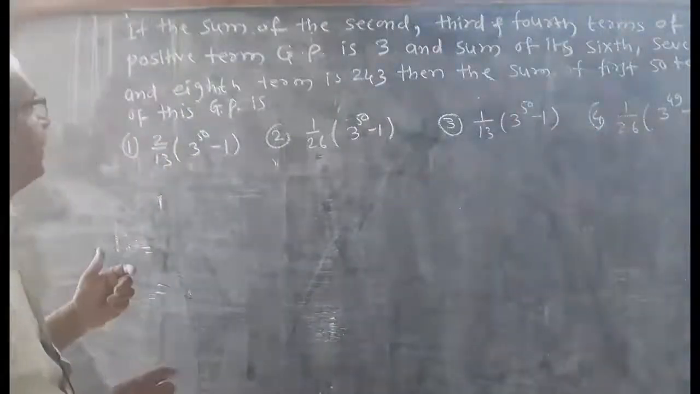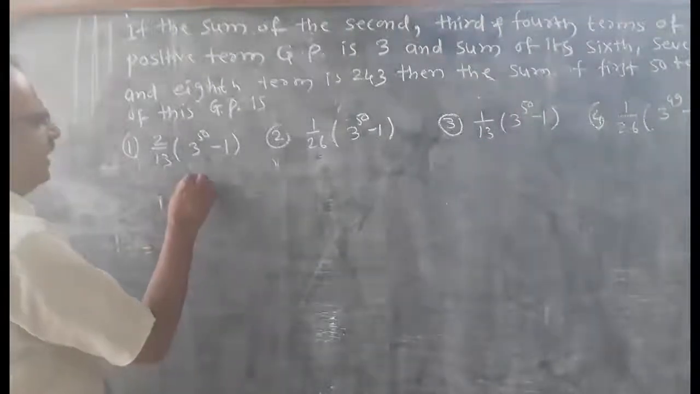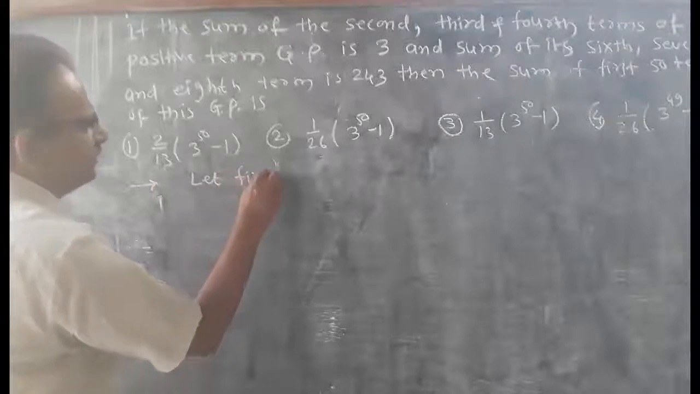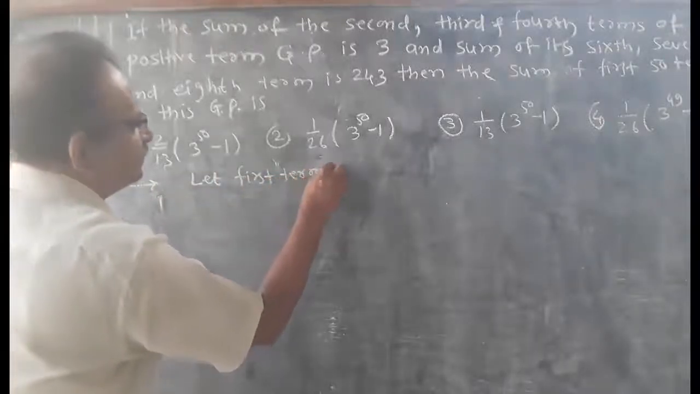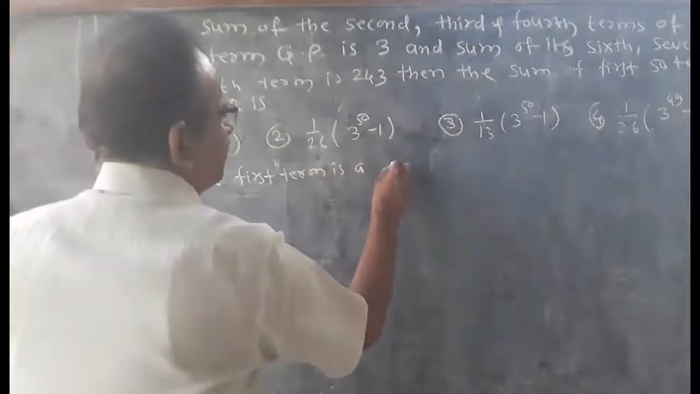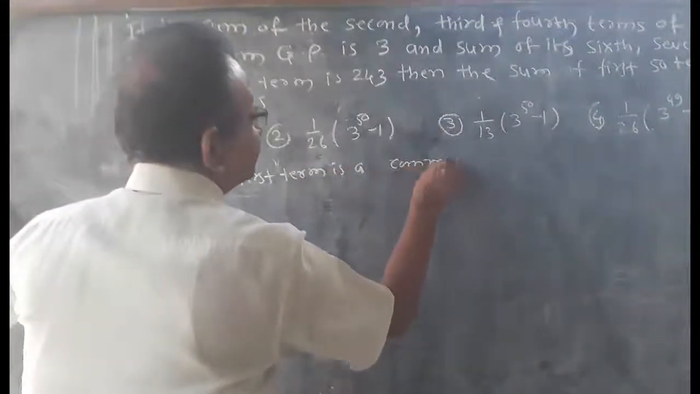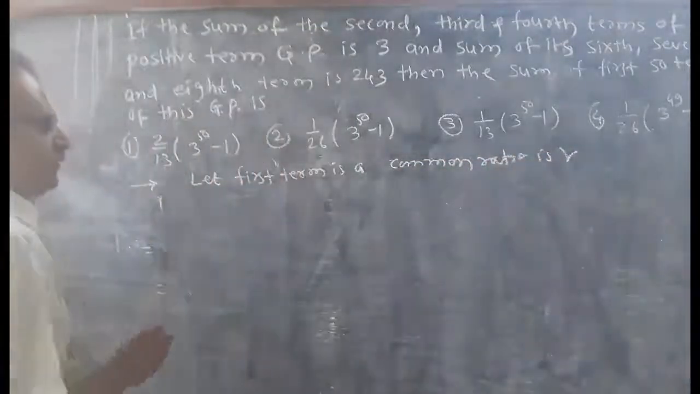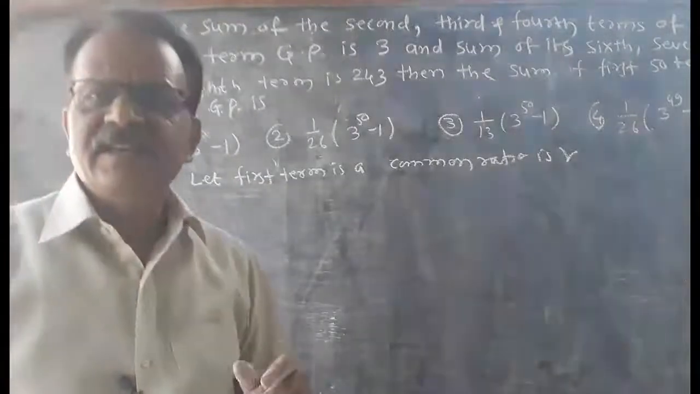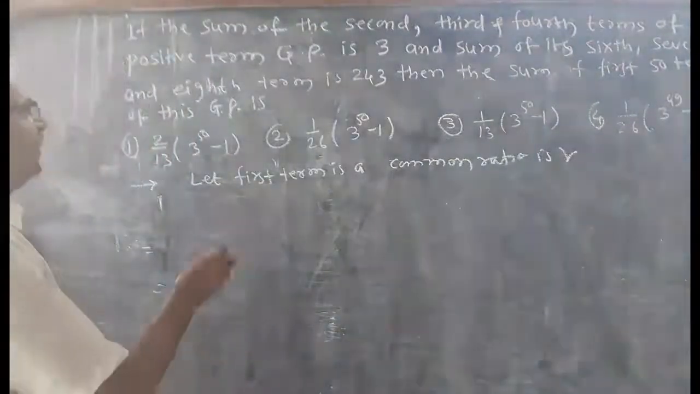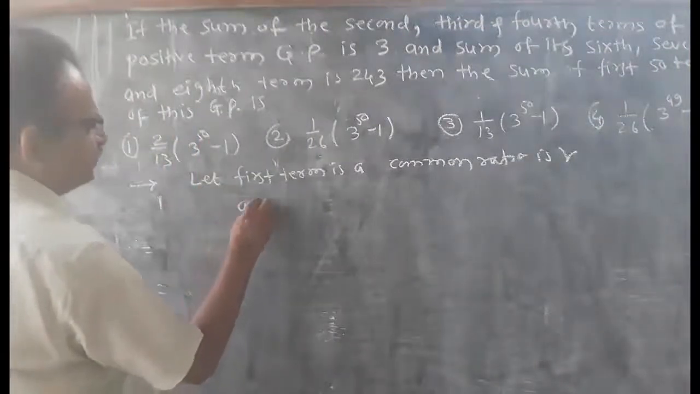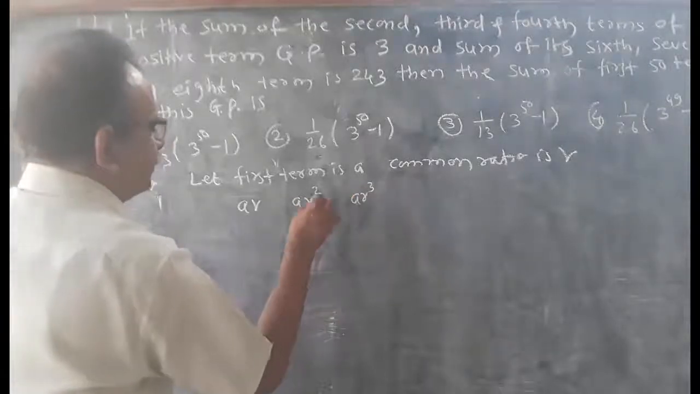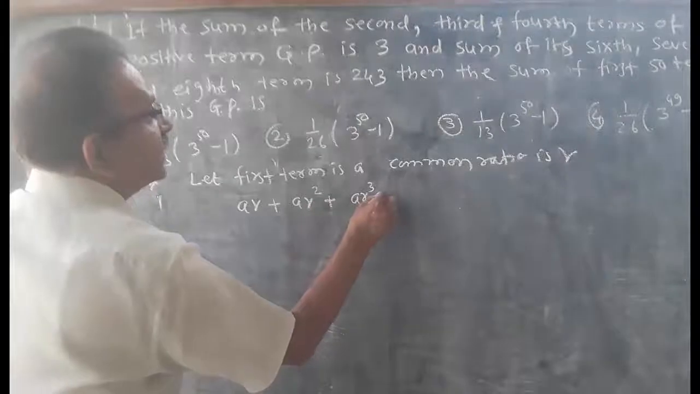As this is a positive term GP, let the first term be A and the common ratio be R. Therefore, the nth term of the GP is A into R raised to n minus 1. Therefore, the second term is AR, the third term is AR square and the fourth term is AR cube, and its sum is given as 3.